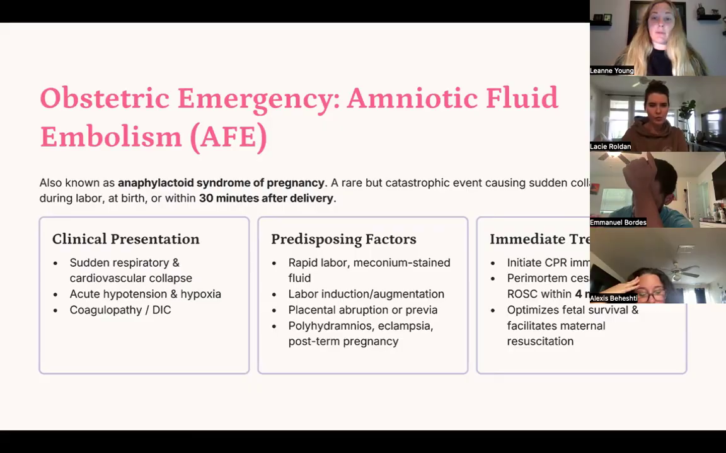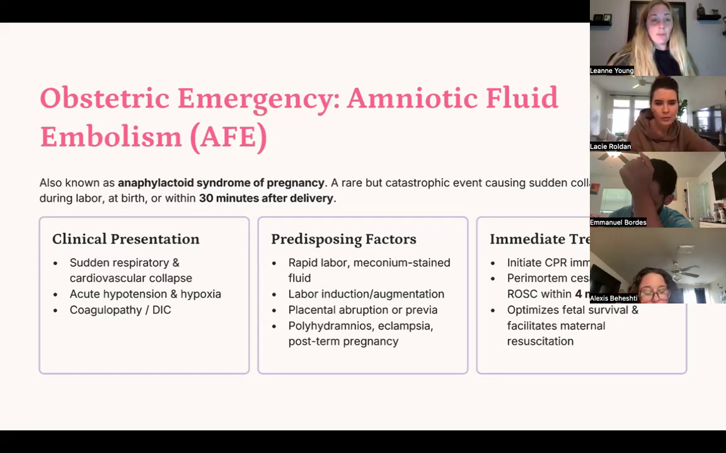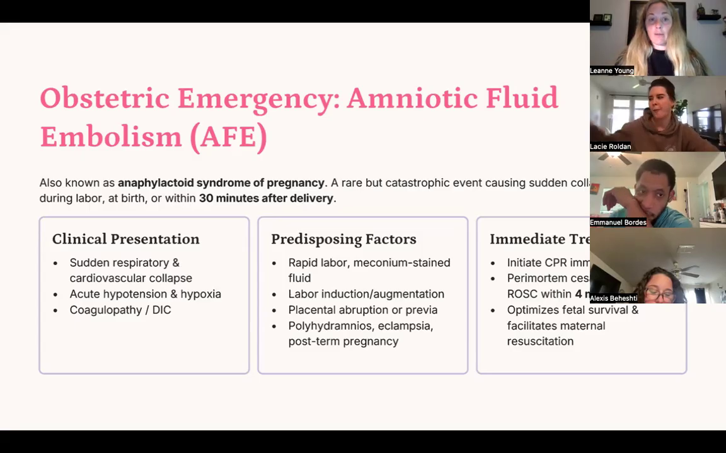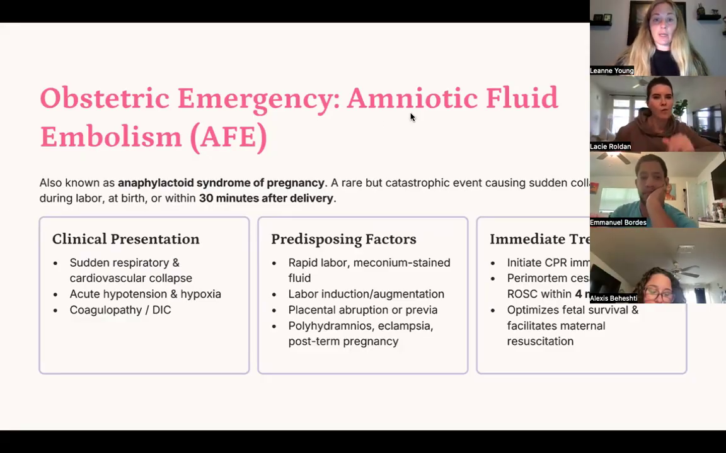We need to initiate CPR immediately. These patients are going to arrest. If mom has passed, we need to do a cesarean within 4 minutes, okay, if we're not able to revive mom. So this could be a bedside, this could be in the ER, whatever it may be. This will optimize fetal survival and will facilitate maternal resuscitation to deliver the baby, okay?